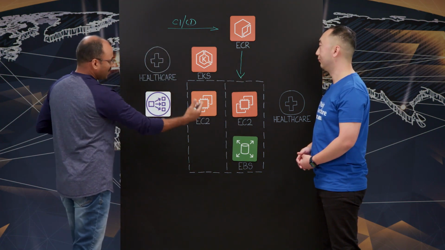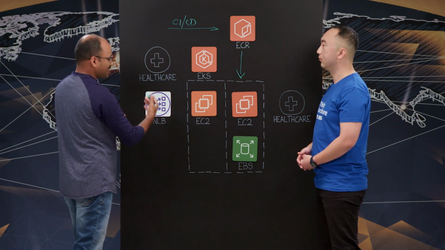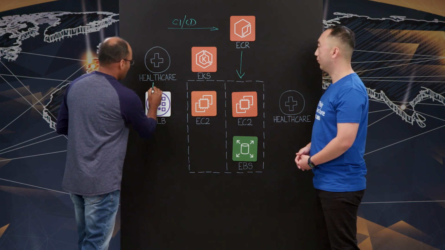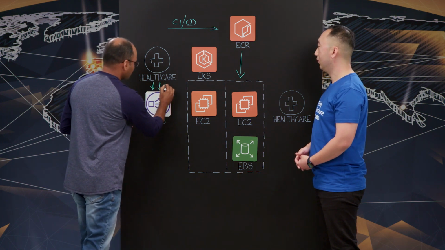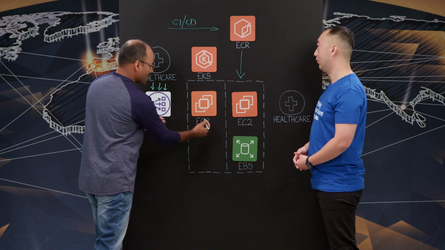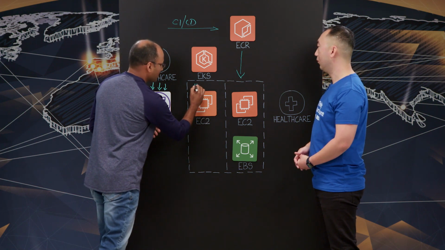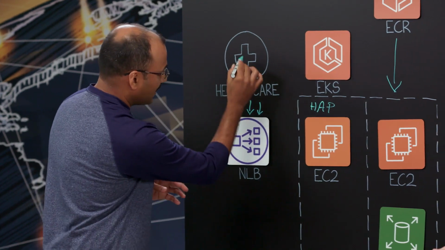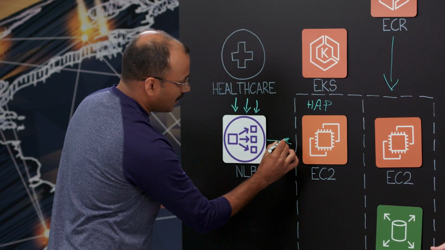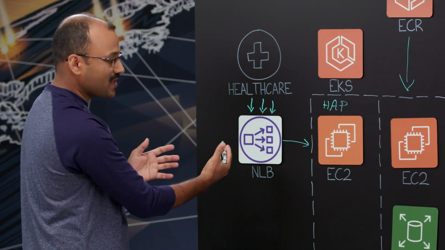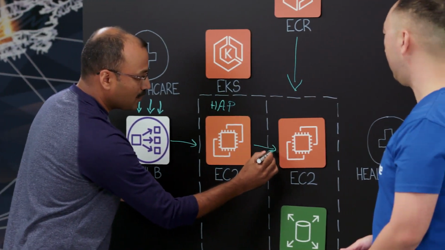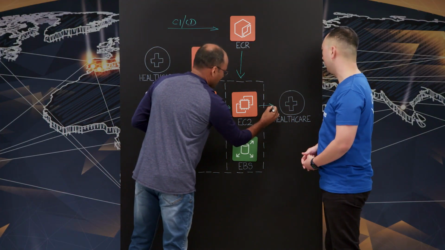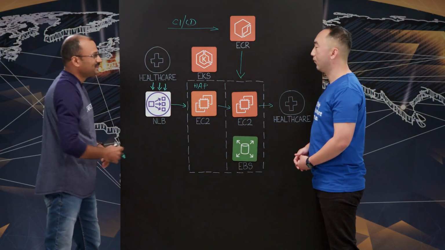And to expose the data to healthcare or establish connectivity, we use NLB in conjunction with HA proxy, which is the ingress controller. These two help us get the data from the hospitals or the healthcare institutions and deliver it to the desired destination, which can be another healthcare institution.